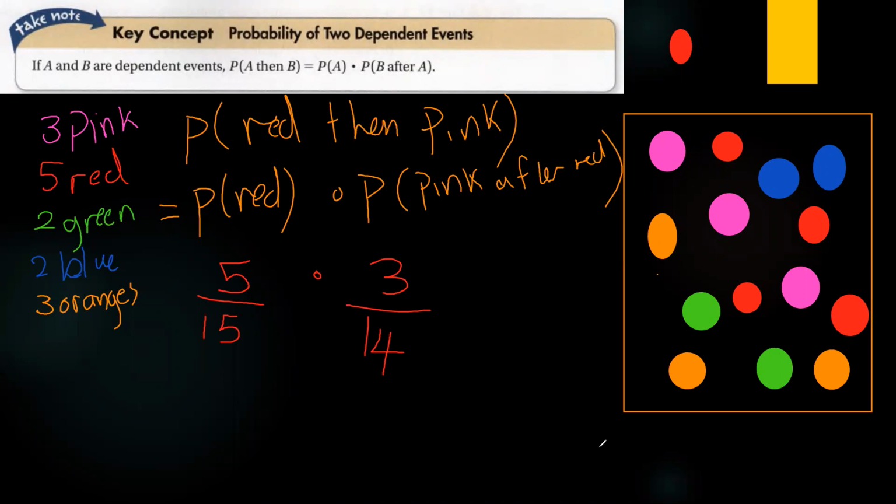This means that they are dependent. Why are they dependent? Because the number of the marbles after I choose the red is changed. The number of the marbles depends on how many red I took before, or how many marbles I took. Let's take another example now.